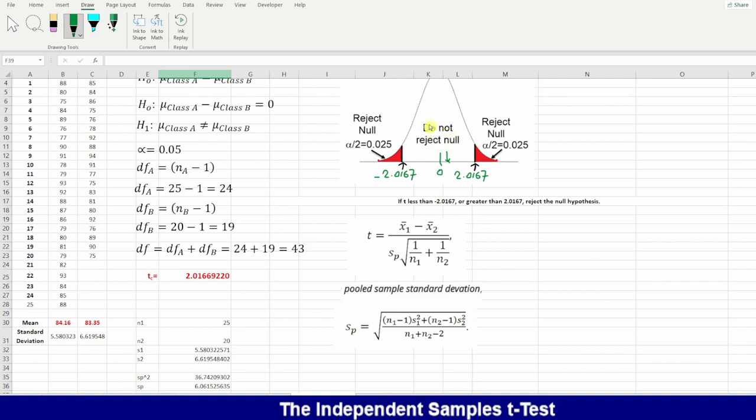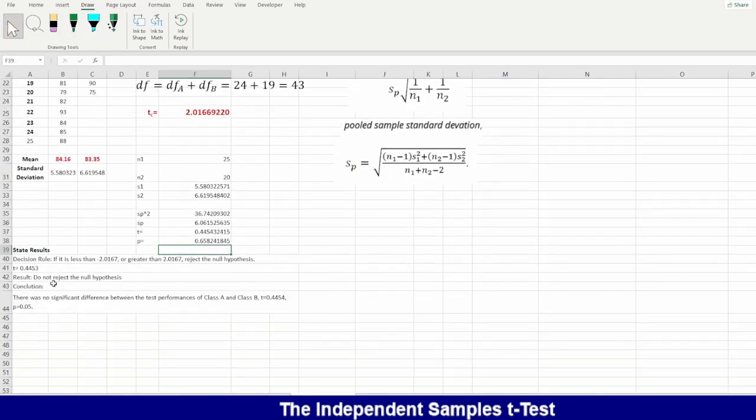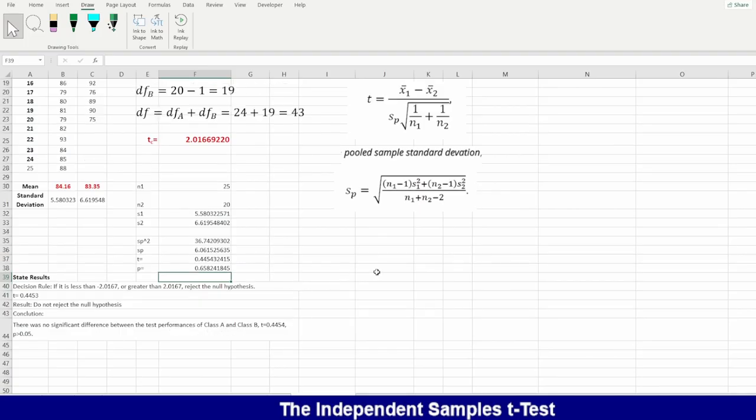Okay, meaning I will not reject the null hypothesis. Okay, result: do not reject the null hypothesis. Conclusion: there was no significant difference between the test performance of class A and class B.